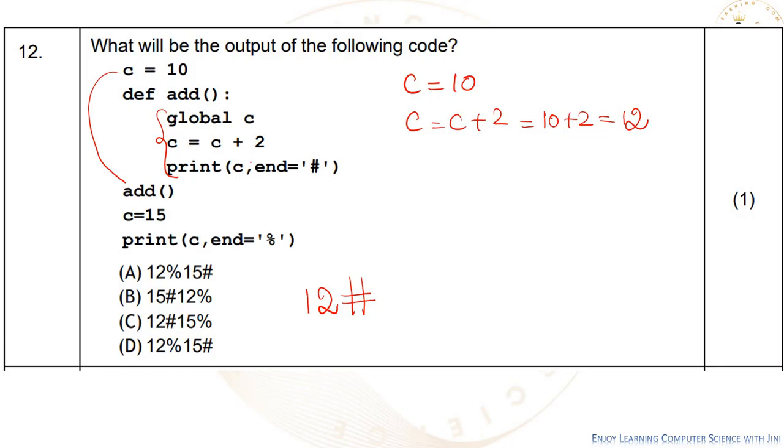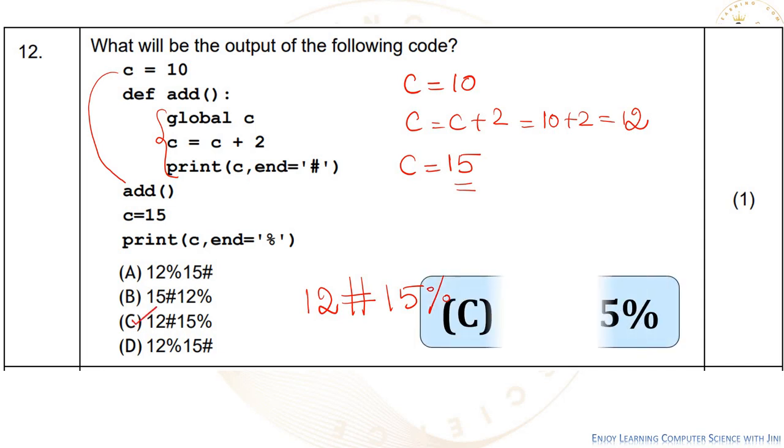Now, in the function there is no return statement, hence the control will go to the next line of the function call, which is c is equal to 15, right? Now print c. What will it print? What is the value of c now? 15. So it will print 15 modulus, end is equal to modulus. So which is the correct answer? 12 hashtag 15 modulus, option C, is the correct answer. Hope you are able to understand.